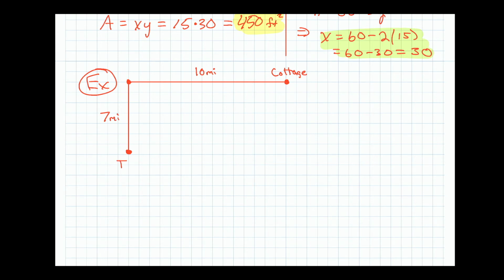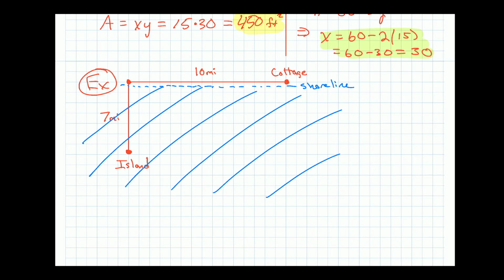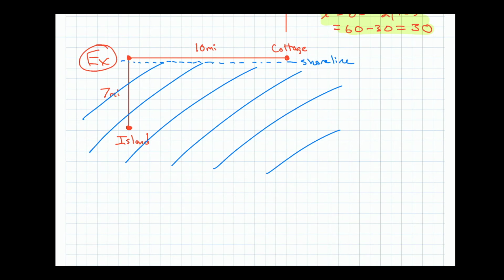This is 7 miles. This is an island. How is that an island? Well, they have a dashed line here, and it says shoreline. All right, so the idea is this is out in the water. Okay, and then the cottage must be on the shore. So this is the picture they have. They don't have the blue lines, but they have the other stuff. So the 10, the 7, the cottage, the island, and the shoreline.